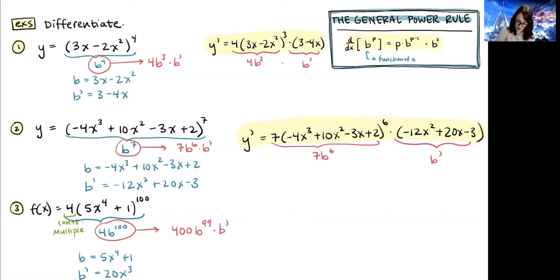Okay, so the derivative of f of x now will be f prime of x. So it'll be 400 b, which was 5x to the 4th. So the base again stays the same. We subtract 1 from the power.